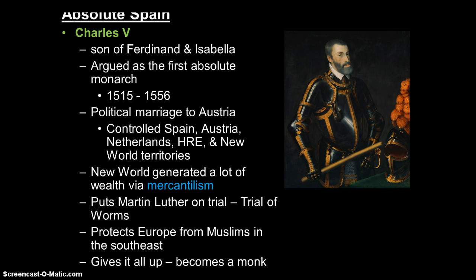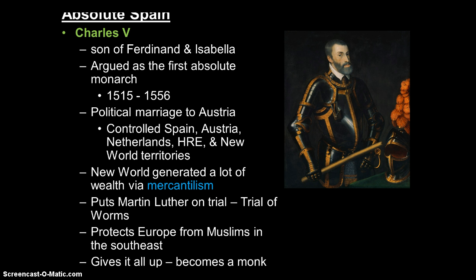So we're going to start with Spain. Now, Charles V is the son of Ferdinand and Isabella, which I'm hoping rings a bell, in that they were the monarchs of Spain that funded, loaned Christopher Columbus the money to voyage westward. They were also the parents of Catherine of Aragon, who was Henry VIII's first wife. Charles V was argued as technically the first absolute monarch, and his reign was from 1515 until 1556.